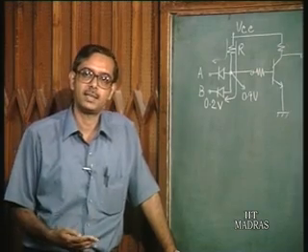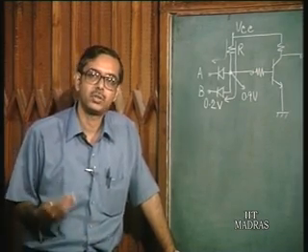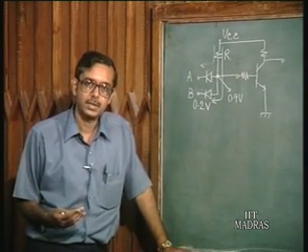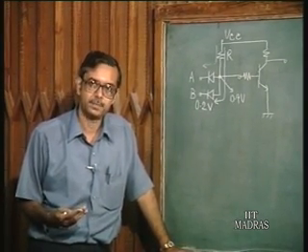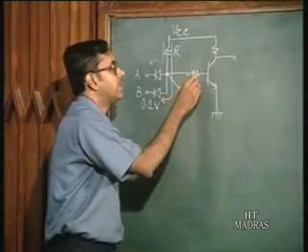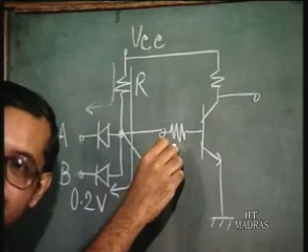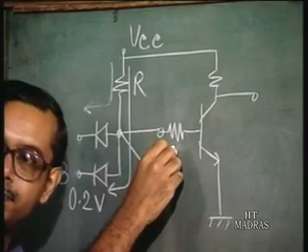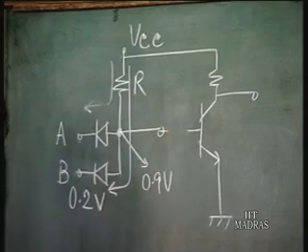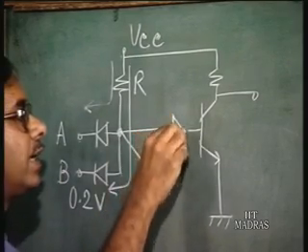So how do you modify this circuit in order that it is going to work? Small modification is needed. Suppose we replace this resistance here with a diode. Now I am going to replace this resistance with a diode. Here I remove this resistance and I put a diode here.